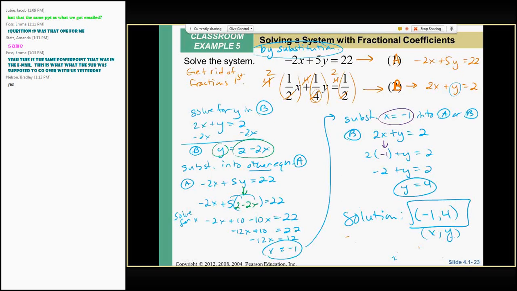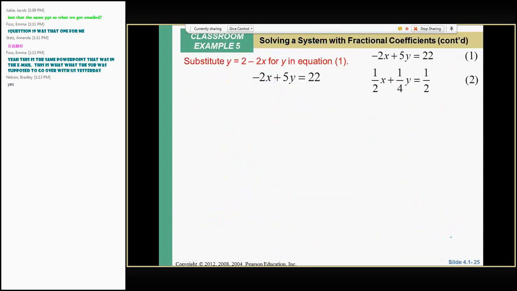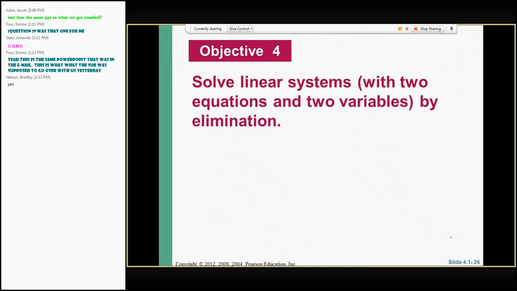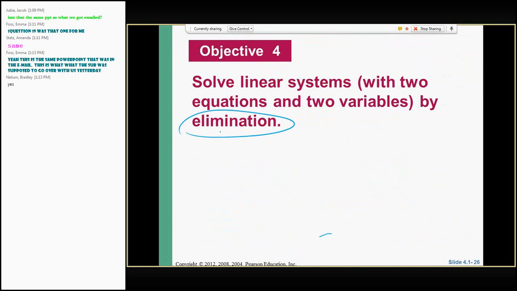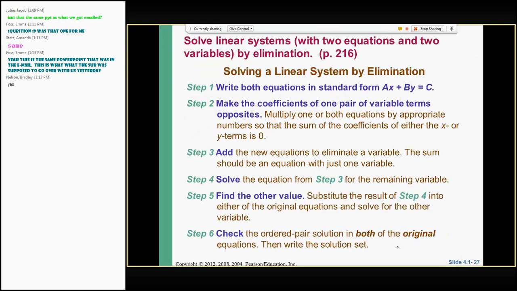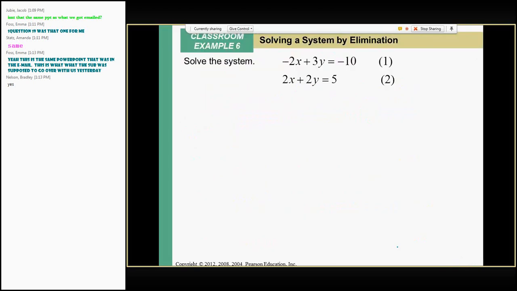Okay, now we're going to go into the next objective. The next objective is solving by elimination. Some books call it the addition-subtraction method, but elimination is very common as well. Now these again are in the book. I'm not going to write down all these directions. I'll just go through it with you as we're going.